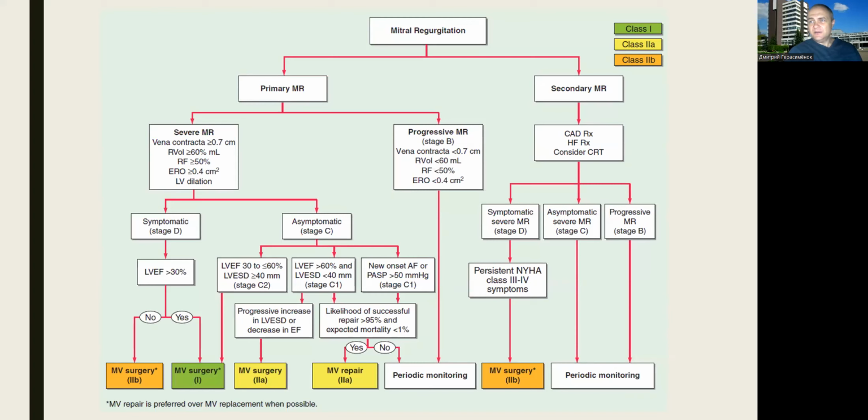This is the main algorithm of mitral regurgitation surgical treatment. When we choose mitral valve repair with surgery, but sometimes we can choose mitral valve replacement tactics.